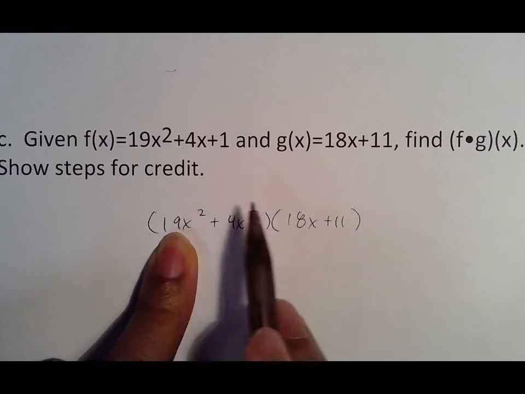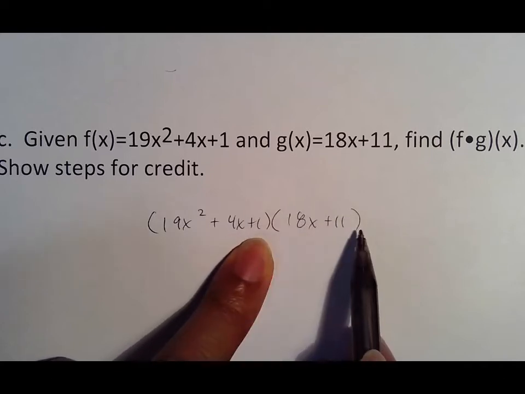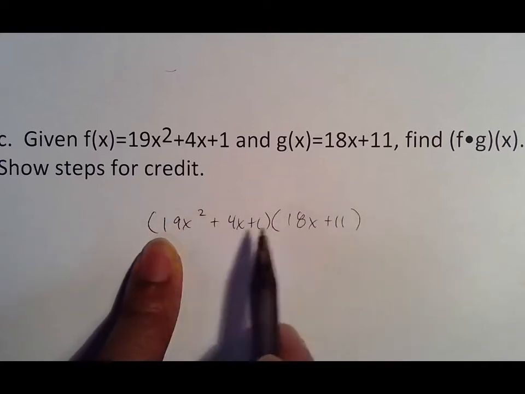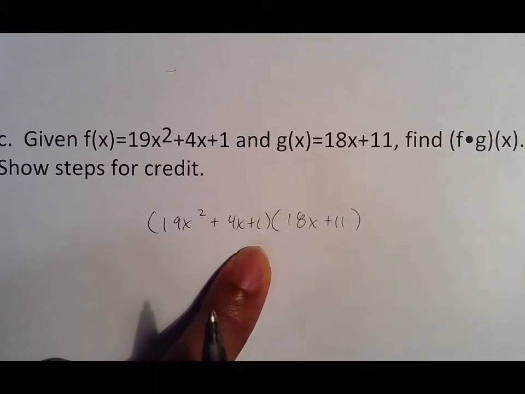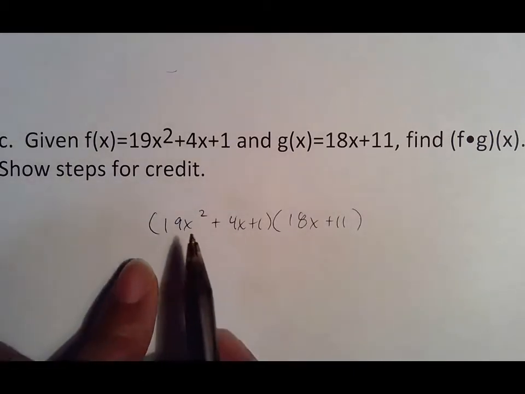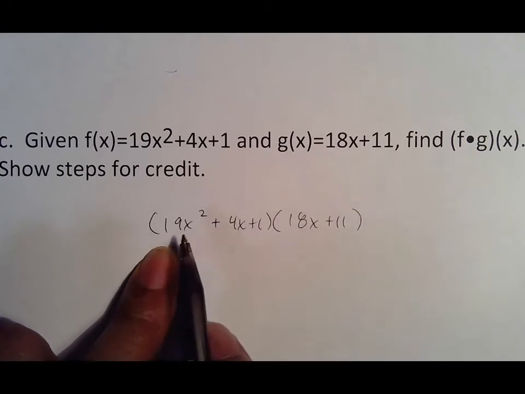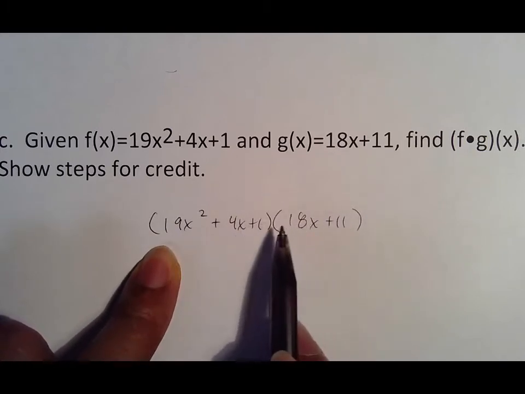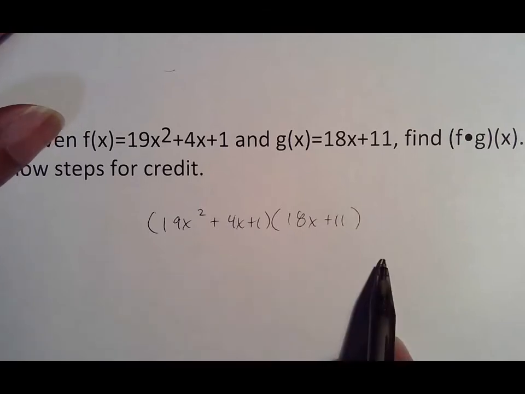You can do 1, 2, 3, 4, 5, 6, which again means take 19x squared by both, take 4x by both, take 1 times both. Or, I don't know why people would do that, but some people do, where they take 19 times 18, 4 times 18, 1 times 18, then 19 times 11, 4 times 11, 1 times 11. Whatever it is, as long as you choose one of those two organized methods of multiplying, then you will get the right answer, because both of those are okay on your second step.